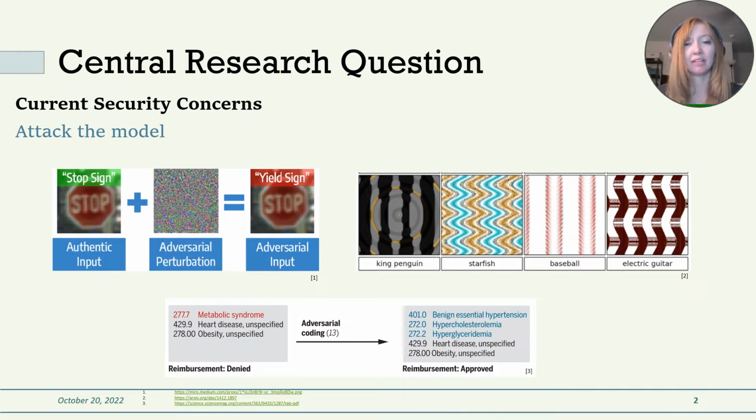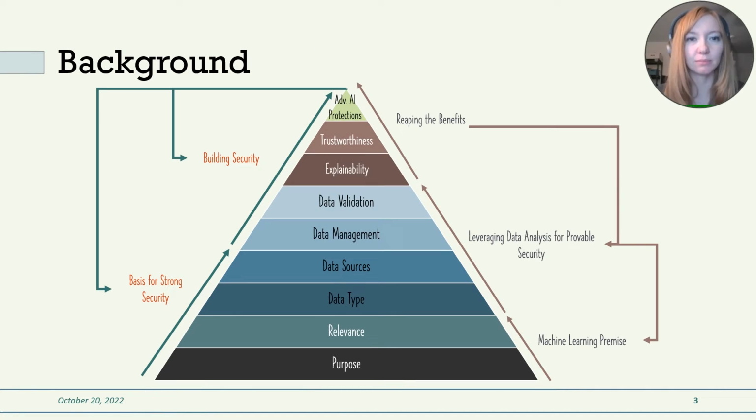In the second example, it's actually the opposite. So you have patterns that actually mean nothing to a human, but a machine learning model is very confident that it is something else. And then the third example here is just a real world example of insurance fraud, a case where their insurance should have been denied but it was instead approved, or vice versa.